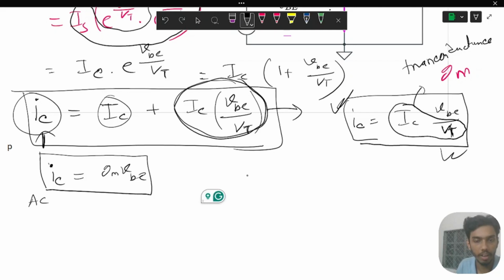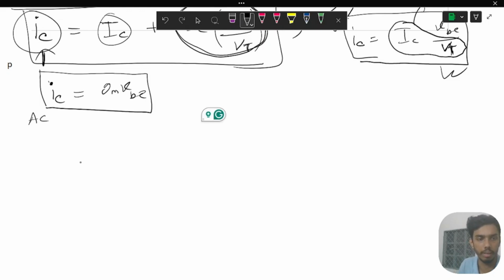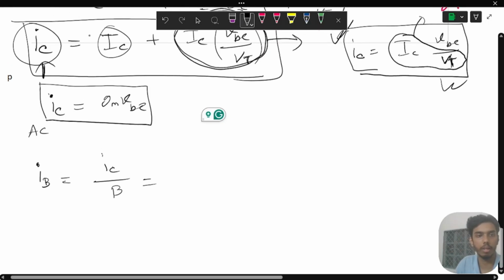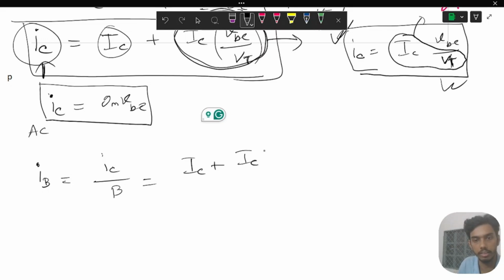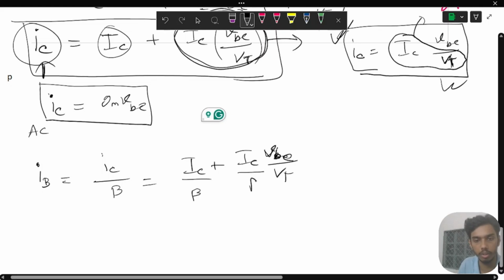Okay, now we have to find the base current and the emitter current. Then we'll be done with our work. Let's move on to the base current section. So i_B will be similar. Capital I, large B, meaning the AC and DC components together, will be basically i_C divided by beta. We have already determined the equation of i_C. So this will be I_C plus I_C v_be divided by V_T, all divided by beta. This will also be divided by beta.